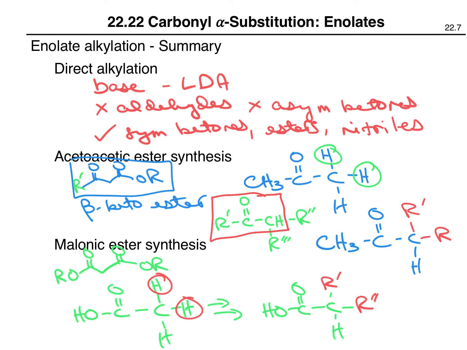At this point, it's important to get practice, right? Look at some different synthetic approaches, think about different targets, and try to determine when a particular target can be obtained by direct alkylation, when a particular target is better accessed by the acetoacetic ester synthesis, and when a particular target is best accessed by the malonic ester synthesis.